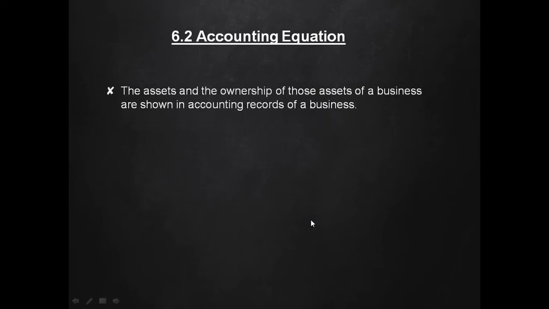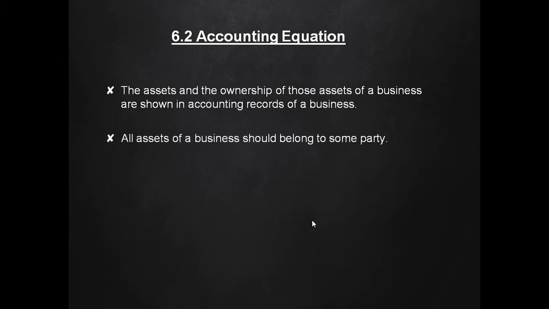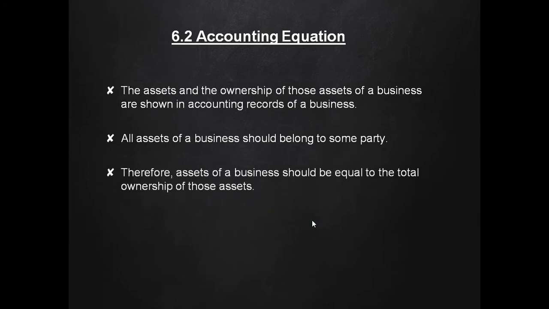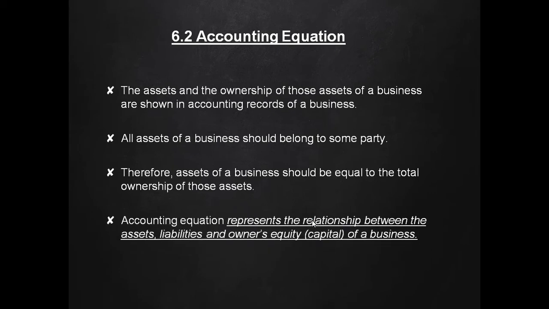Accounting equation. The assets and the ownership of those assets of a business are shown in the accounting records of a business. All assets of a business should belong to some party. Therefore, assets of a business should be equal to the total ownership of those assets. The accounting equation represents the relationship between the assets, liabilities, and owner's equity, capital of a business.